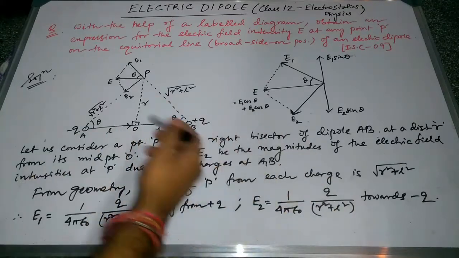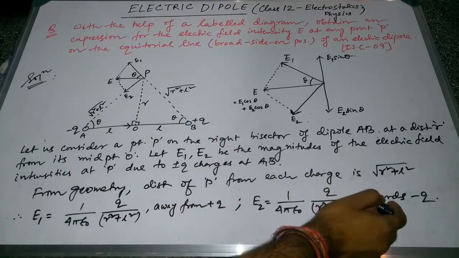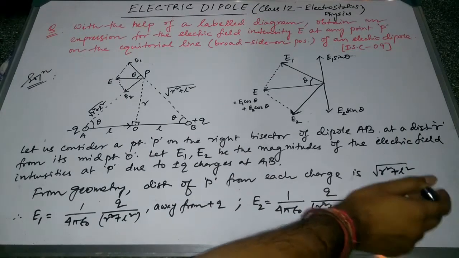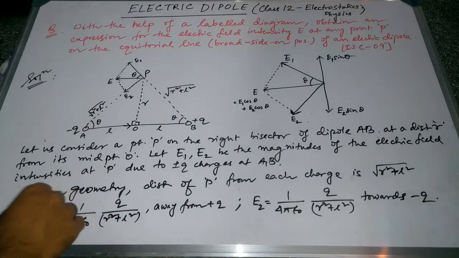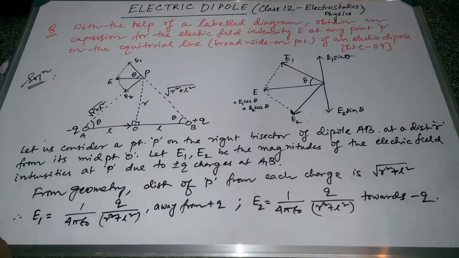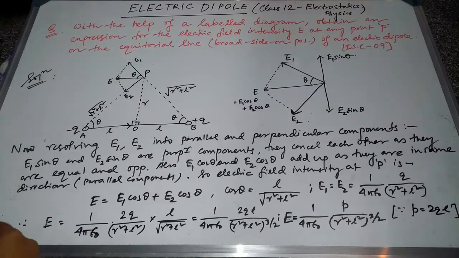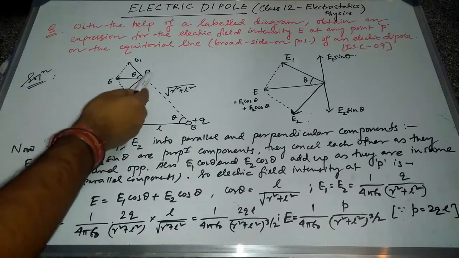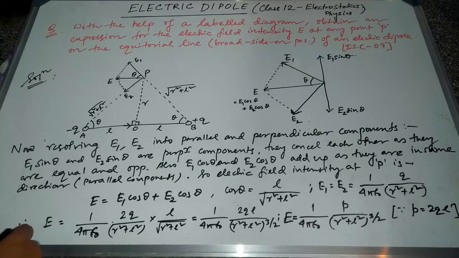There occurs attraction, so it acts towards minus q charge. So these are the two electric field intensities at P due to both the charges. So we have got the expressions of E1 and E2, that is the electric fields at P due to both the charges. Now this E1 acts away from plus q and E2 acts towards minus q.